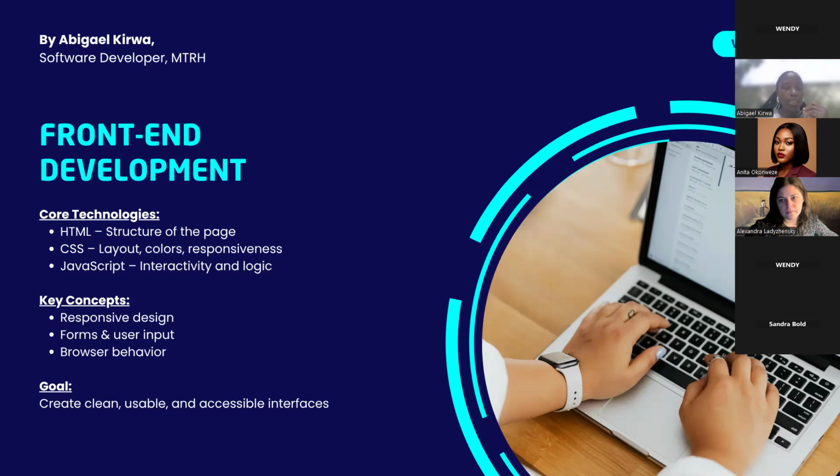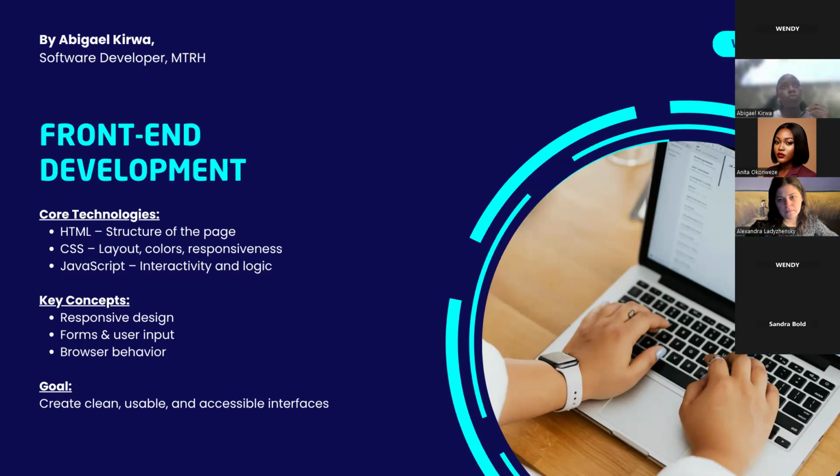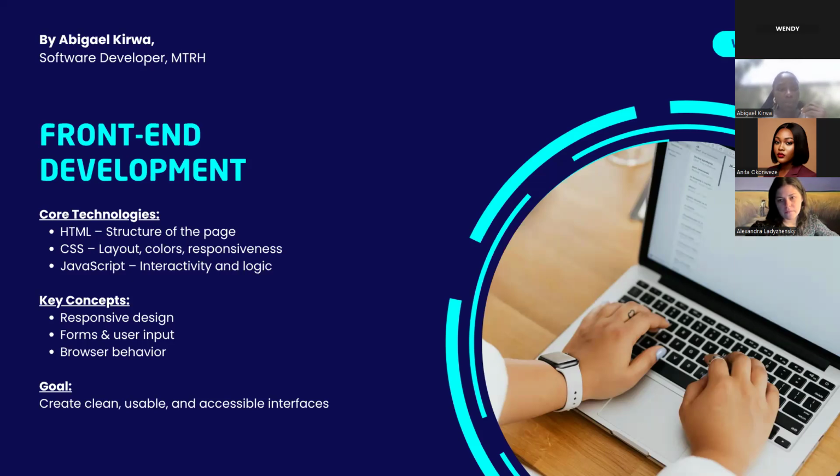So the key concepts under front-end development include responsive design, and that means being able to design for different screens. You can have a user who prefers to use their mobile, another one who prefers to use their desktop, another one who prefers to use their tablet. Something that you always need to keep in mind as you design is that you need to be able to design for all three of the screen sizes. So nothing should break as a user is trying to interact with your website with a different device.